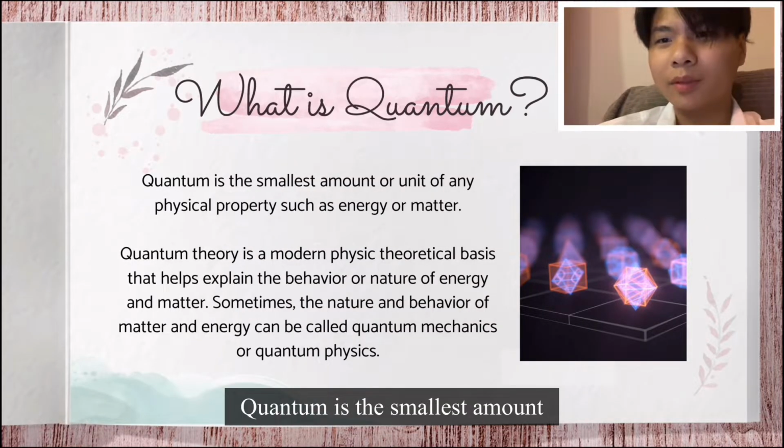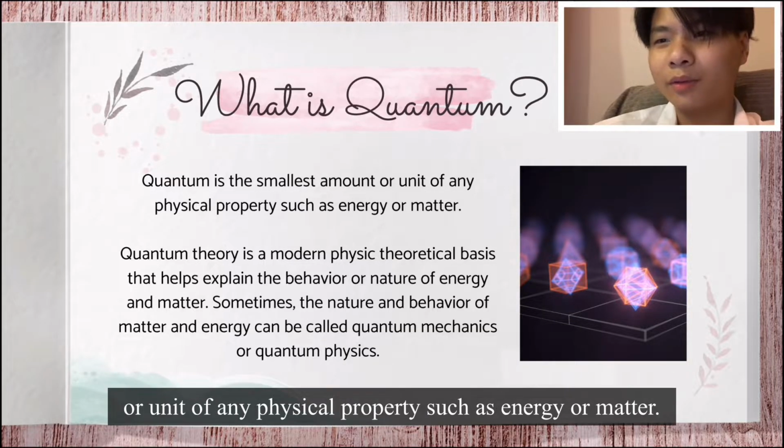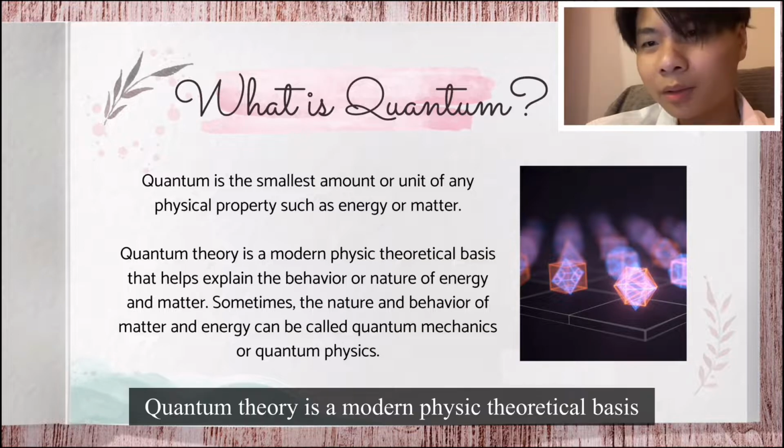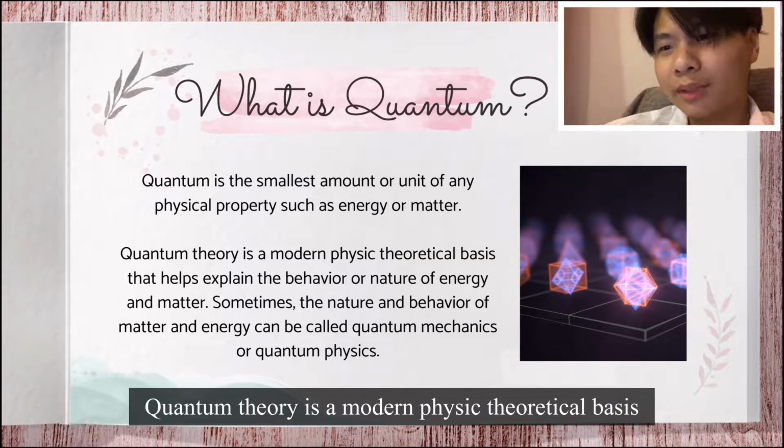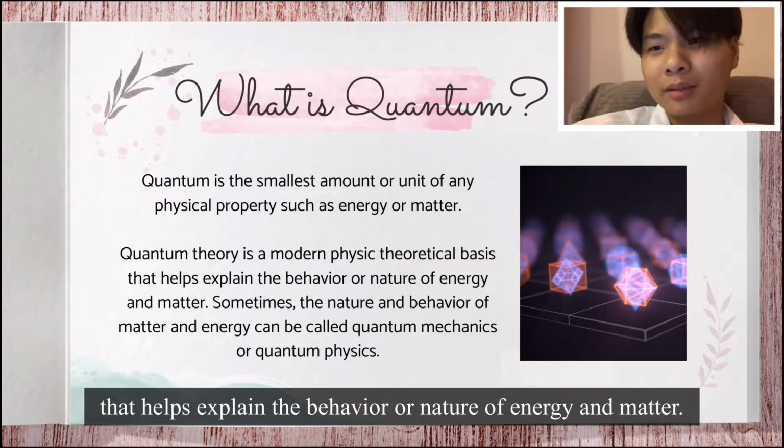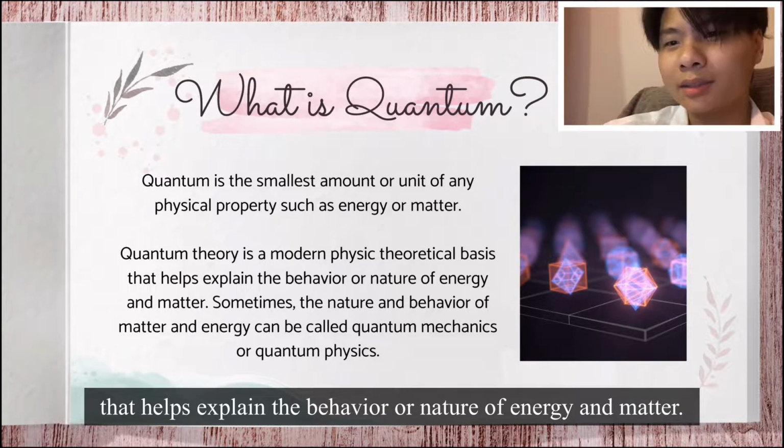What is quantum? Quantum is the smallest amount or unit of any physical property such as energy or matter. Quantum theory is a more physics-theoretical basis that helps explain the behavior or nature of energy and matter.